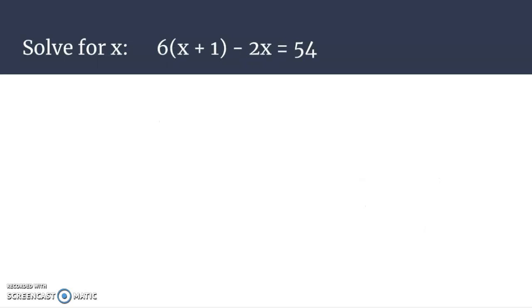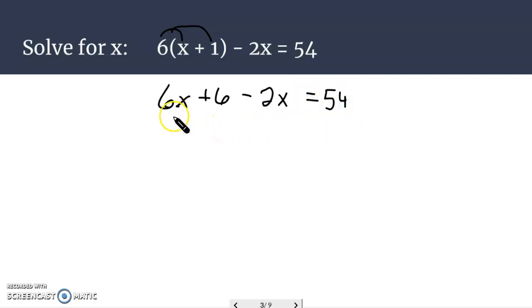Let's look at another one here. Solving for x. This time we have a distributive property to do. This 6 will need to be distributed to the x and the 1 to get 6x plus 6. Still have minus 2x, and we're equal to 54. So, first thing we need to do is combine like terms. I've got this 6x and this negative 2x to make 4x. 4x plus 6 is equal to 54.